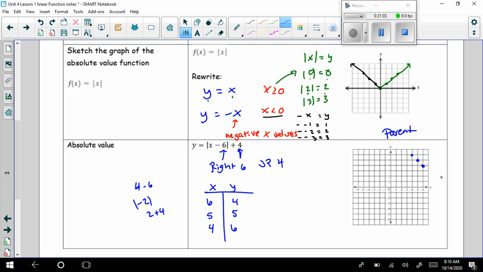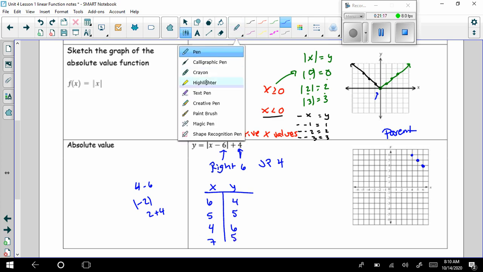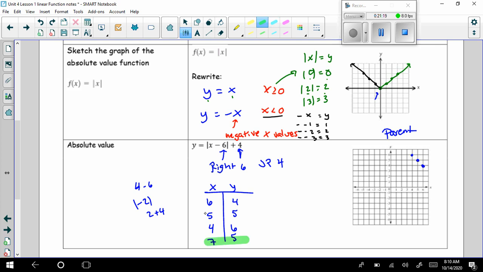Okay, well, I'm not just going to draw my line. Instead, I haven't gotten that V shape yet. I need that V shape. So I need to go on the other side of my 6. Let's try 7. Well, 7 minus 6 is 1, plus 4 is 5. As soon as you see that reflection, you see that y value repeat, then you know you've got your V shape. And so I can graph (7, 5). And now I have my V shape, and I'm done. Okay, it must graph a V.